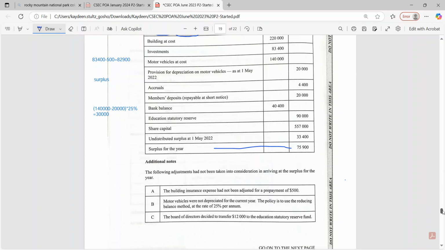But when you less something, you subtract, right? If you were supposed to put 500 plus $30,000 in your calculator, it would be wrong because this is a negative $30,000, being that we're minusing, right? So that is where we get 29,500. This is positive and this is negative. So we get 29,500. The corrected surplus for the year is 46,400.